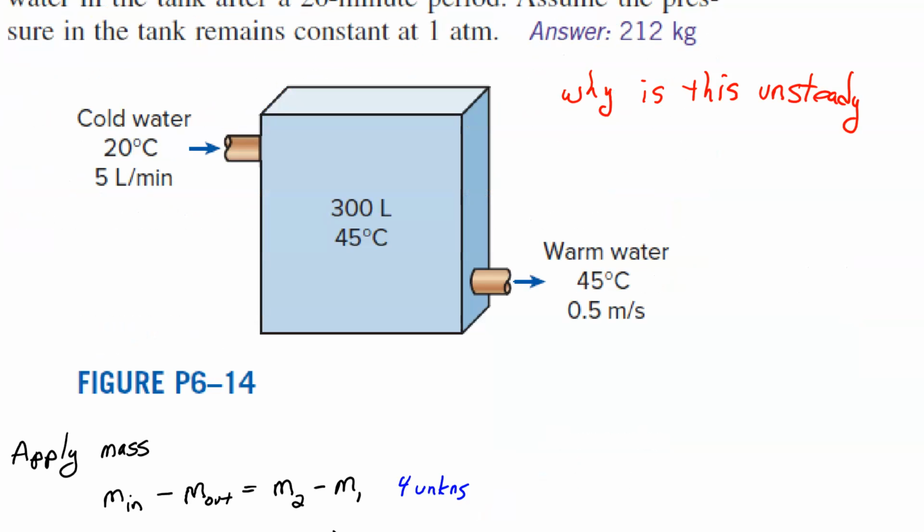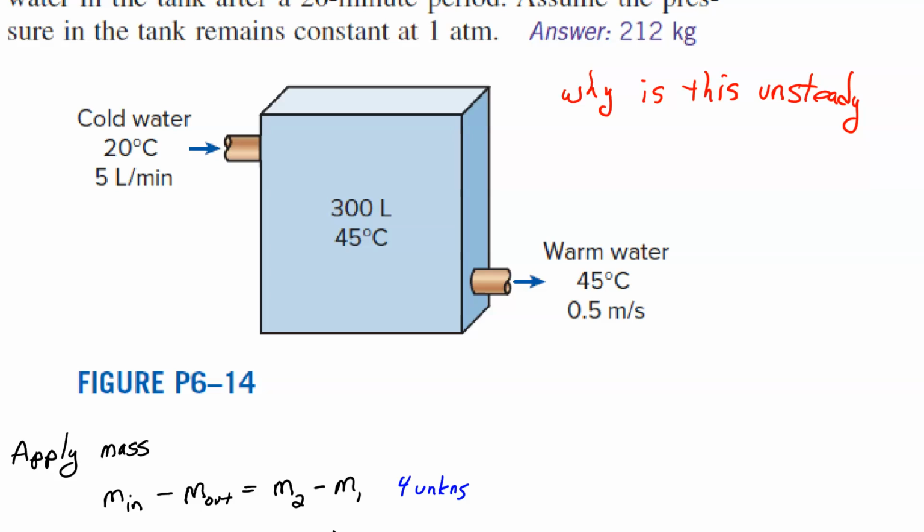Well, in this case, I would use mass, because they're telling me a little bit about what's moving in and out, and they're asking me to calculate how much water is in the tank, so they're looking for the mass. That's what prompts me to write the mass equation. On the left-hand side, you've got the mass that goes in, minus the mass that comes out. The cold water goes in, and the warm water comes out, and that equals the final mass, which I'm going to call M2, minus the initial mass.